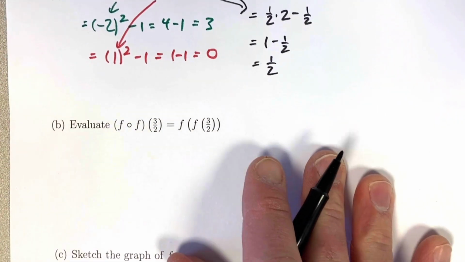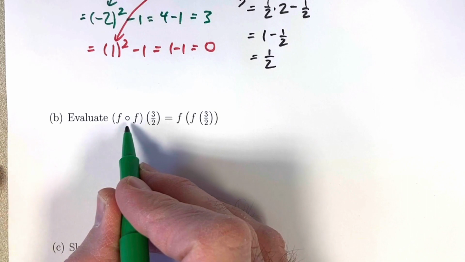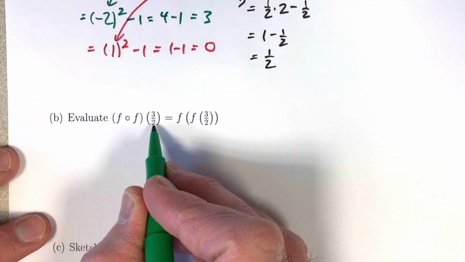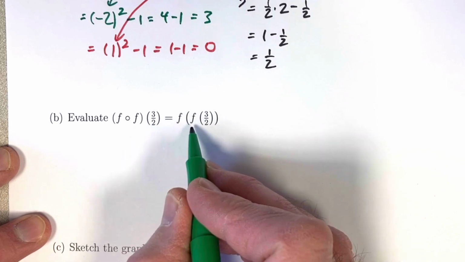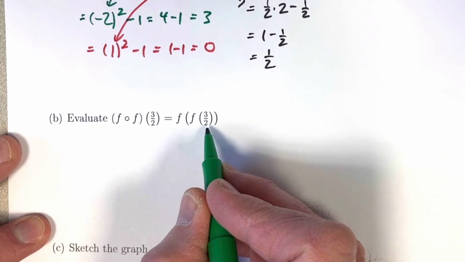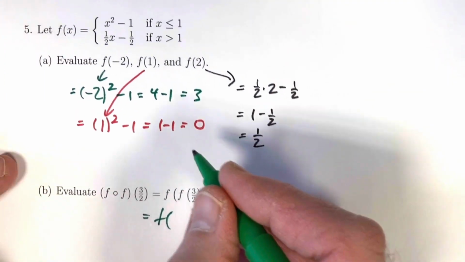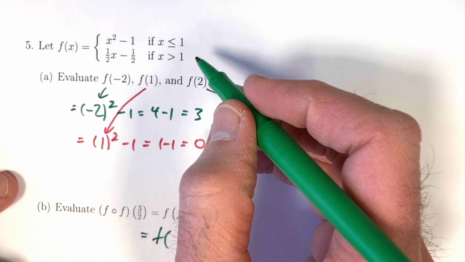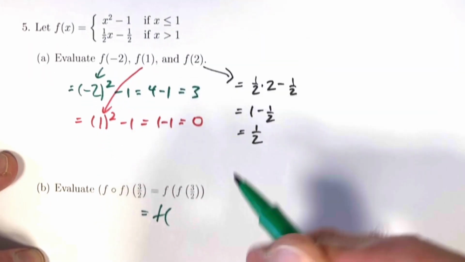Part B. Evaluate a function composition, f circle f, f compose f of the input 3/2, which again by definition would be this, f of f of 3/2. All right, so let's just evaluate the inner quantity first, f of 3/2. 3/2 is 1.5. That fits case 2, so I need to use the second formula.